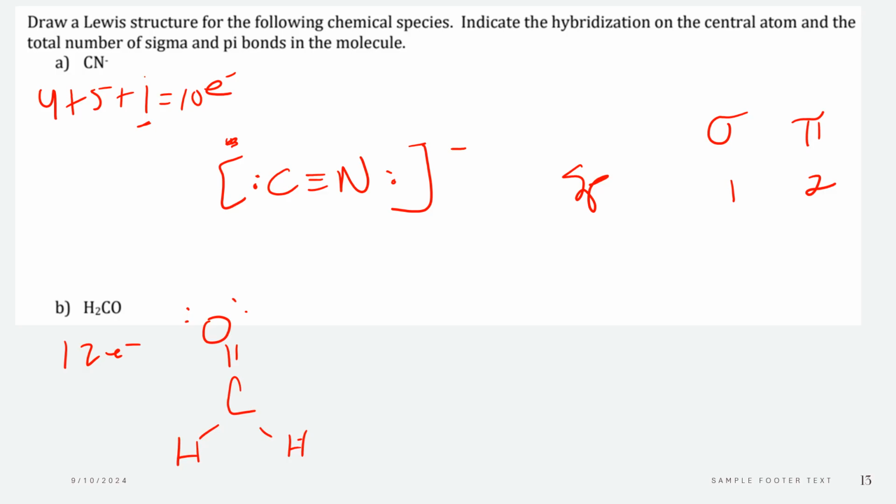So there's 3 bonds, so sp2 is the hybridization. 3 sigmas, because 1, 2, 3, and then 1 pi because of this one right here.